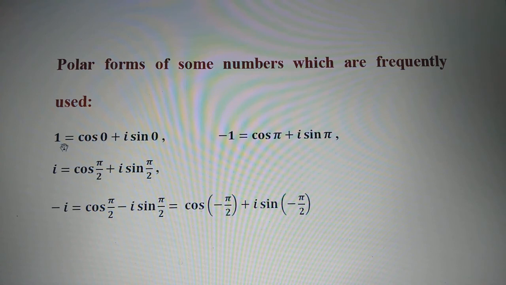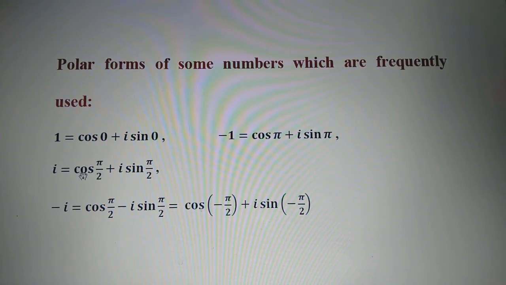And therefore, this 1 can be written as r into cos theta plus i sin theta. But r is 1, theta is 0. So it is 1 into cos 0 plus i sin 0, that is cos 0 plus i sin 0. Okay, now cos 0 is 1, 1 plus i into 0, that is 1. Similarly, minus 1 is cos pi plus i sin pi. Sin pi is 0, so 0 into i is 0, and cos pi is minus 1. So we have this minus 1.